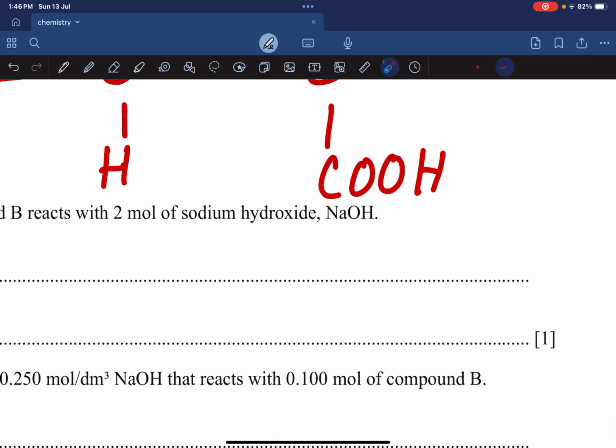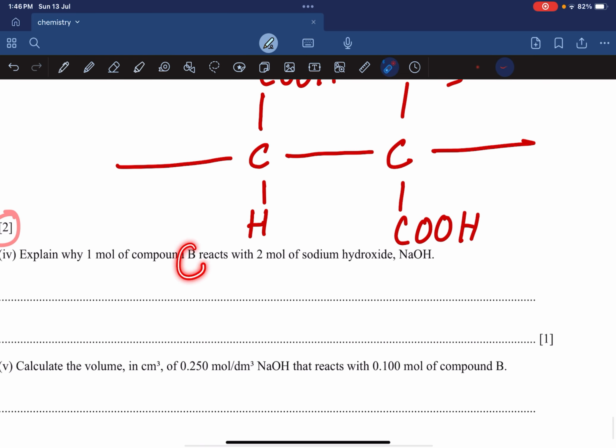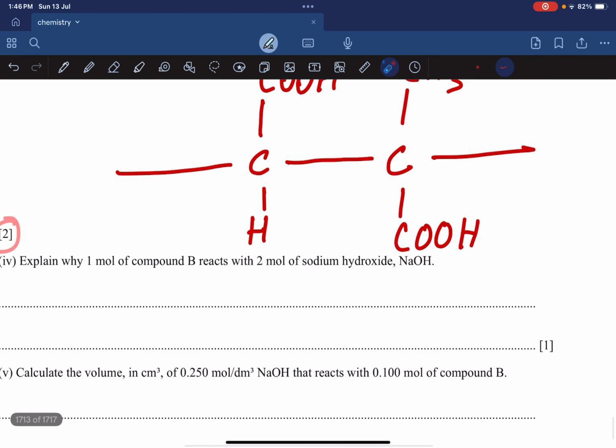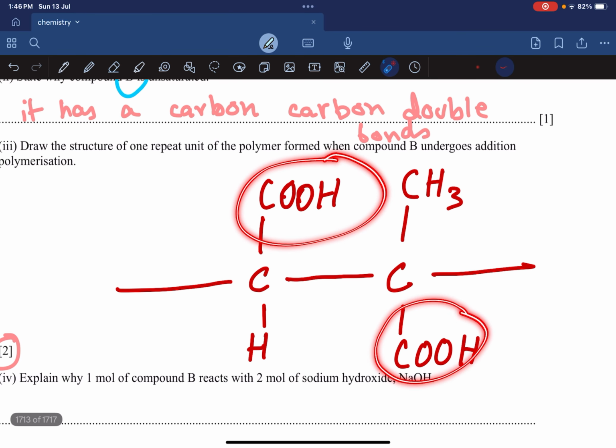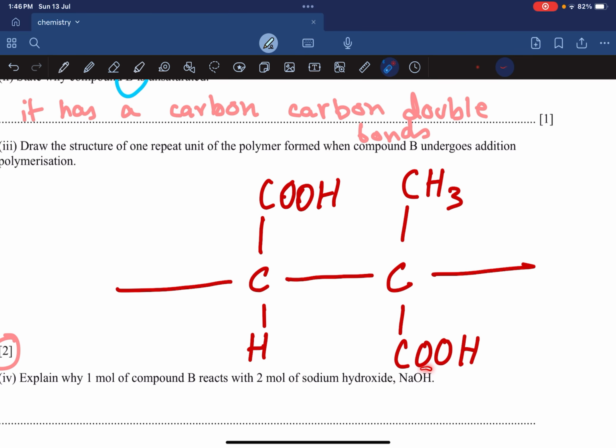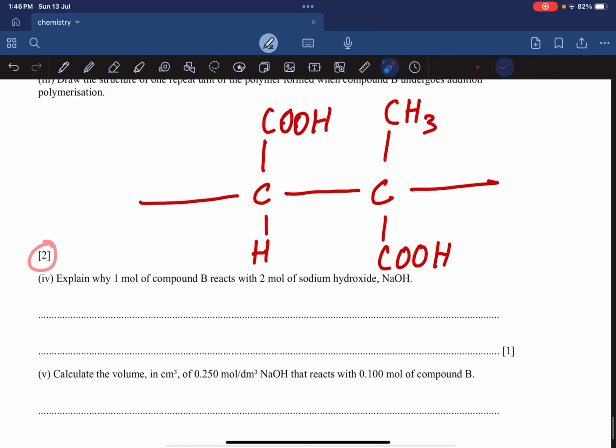If it was something like this, then 1 mole of compound B would react with 1 mole of NaOH. Not NaOH, if it was Mg(OH)2, because now we have 2 of these. But over here we have 2 carboxyl groups and one hydroxide group. Okay, so why? Because in 1 mole of compound B we have 2 moles of this hydrogen.